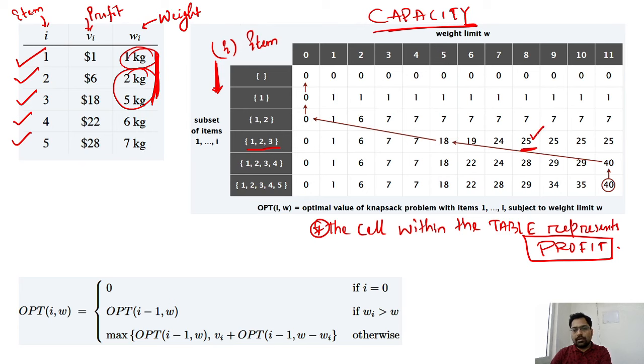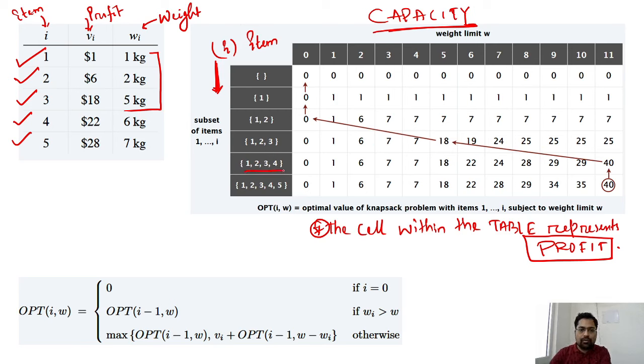Up to 8 means we will be adding these three items, and with this capacity, we are getting maximum profit of 25. If you enhance the capacity, not an issue, the profit will remain the same. This is what the trick is, clear? Those who are preparing for a competitive exam, this is how we will be keeping the items.